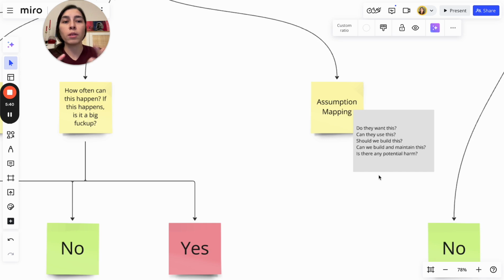Do they want this? Can they use this? Should we build this? Can we build and maintain this? Is there any potential harm?